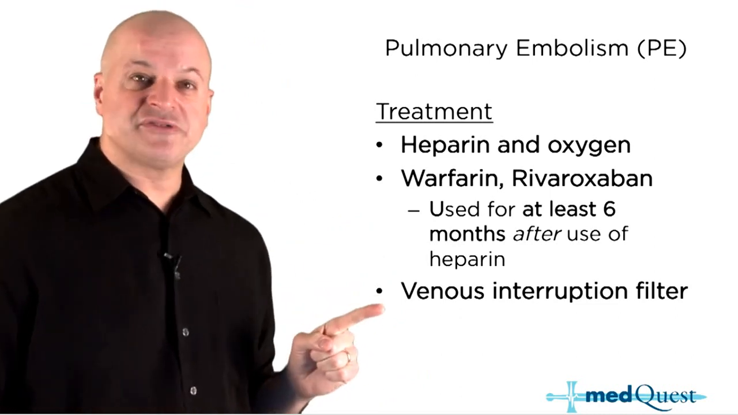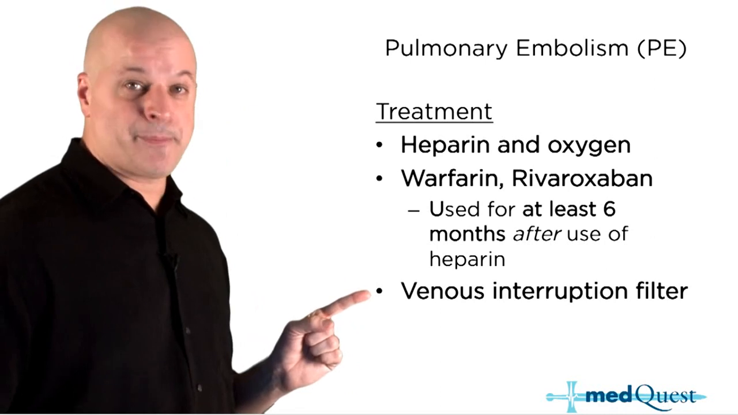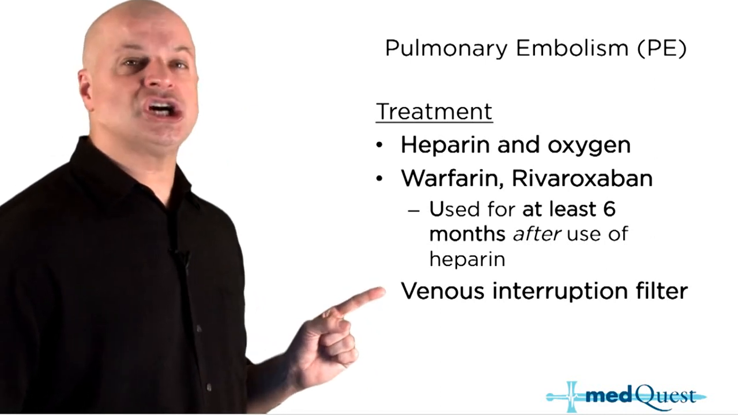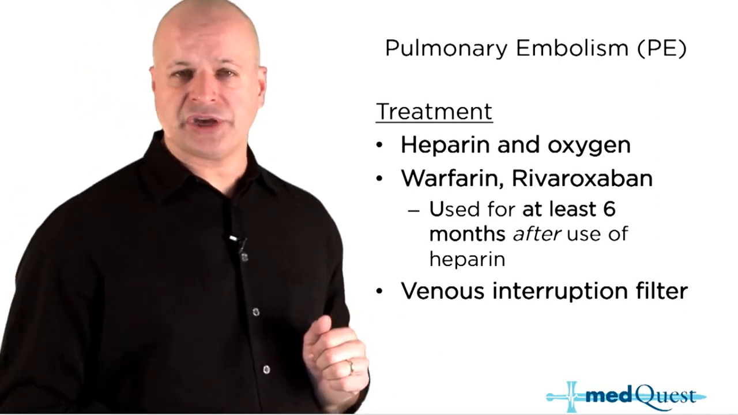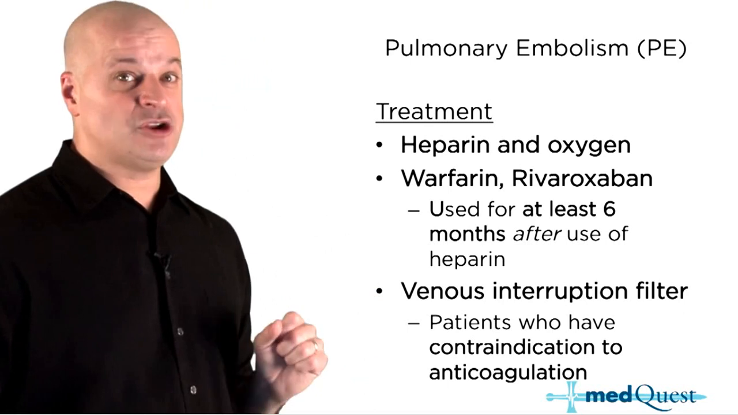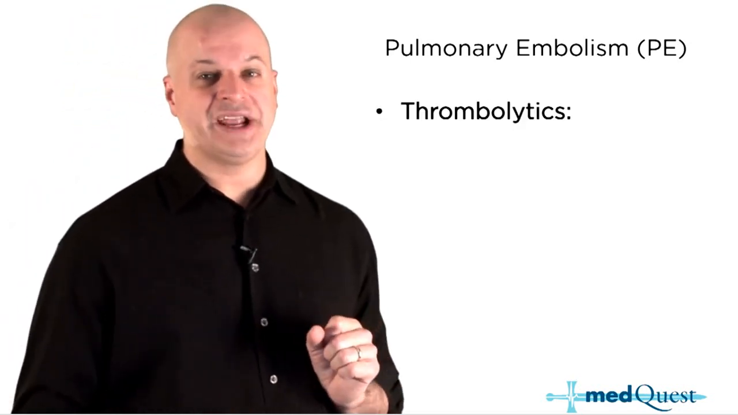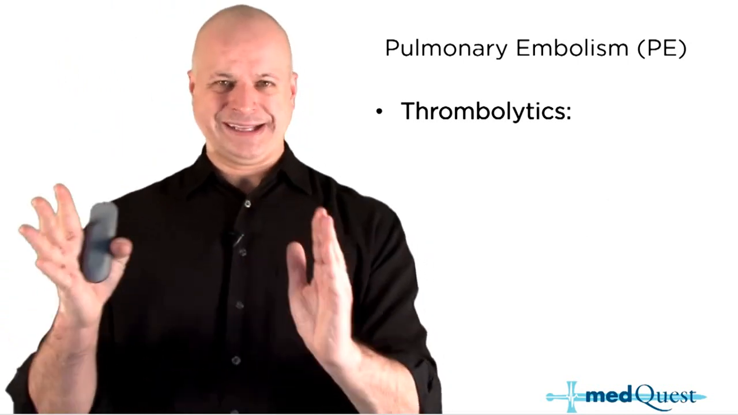Venous interruption filter is if you have a major contraindication to heparin, or you recur on heparin. Hey, you're heparinized. How come you got another clot? Because you need a filter. That's for people who are contraindicated or who recur on anticoagulation. When are thrombolytics the answer? You're going into test day.